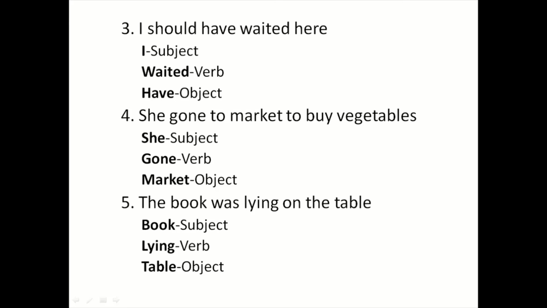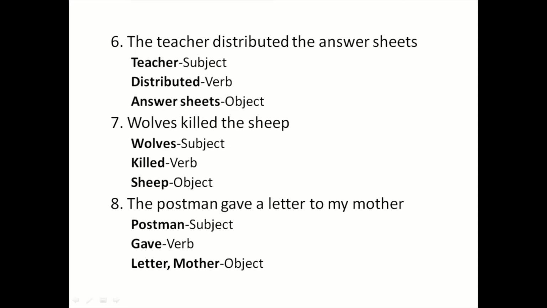The book was lying on the table. Book is a subject, lying is a verb, table is an object. The teacher distributed the answer sheets. Teacher is the subject, distributed is the verb, answer sheets is the object. Wolves killed the sheep. Wolves is a subject, kill is a verb, sheep is object.